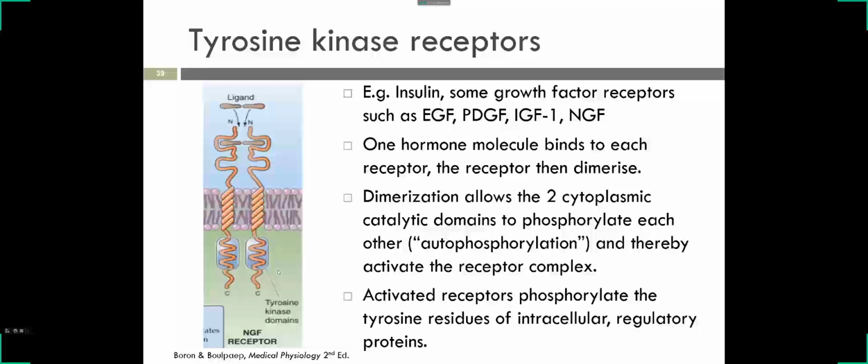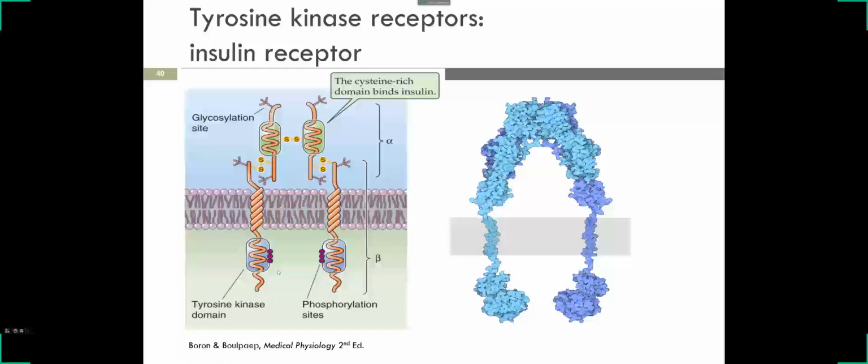Now, this is the case where they're single polypeptides, but sometimes the receptors can act with multiple polypeptides. So in this case, you've got the insulin receptor. It's got this cysteine-rich domain. You see it's two different polypeptides linked by a disulfide.